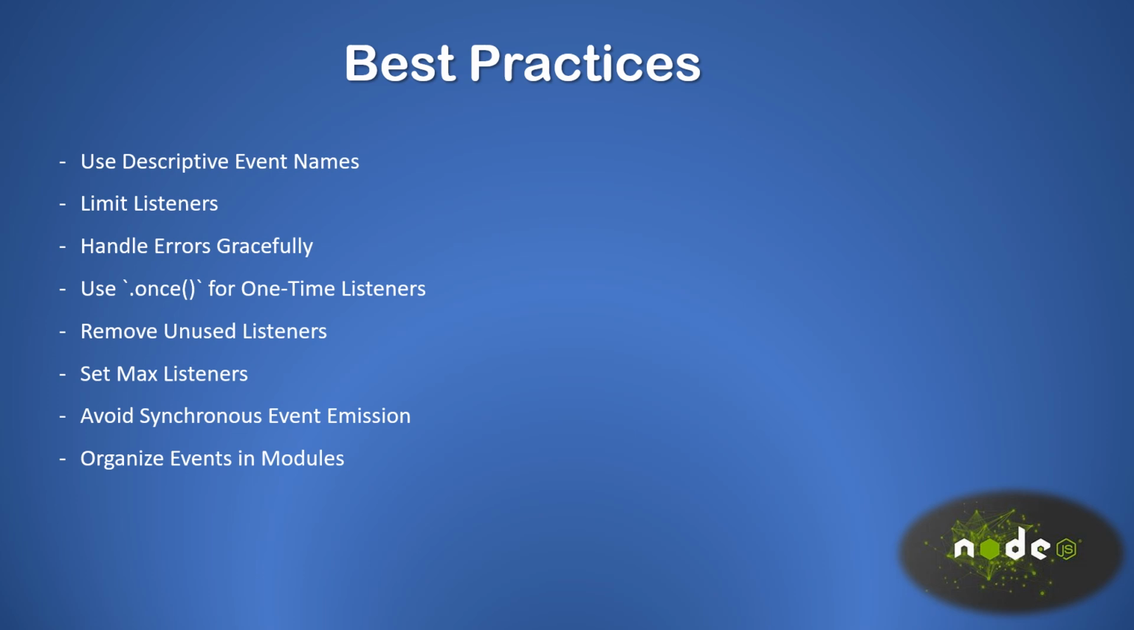Use once for one-time listeners. If an event needs to be handled only once, use once to avoid unnecessary listeners. Remove unused listeners: clean up listeners with removeListener, because otherwise the memory will be bloated, right? Then set max listeners to control the number of listeners and avoid memory issues. Avoid synchronous event emission: always handle events asynchronously to prevent blocking the event loop. Last but not the least, organize events in modules. Group related events in separate modules for maintainability and modularity.